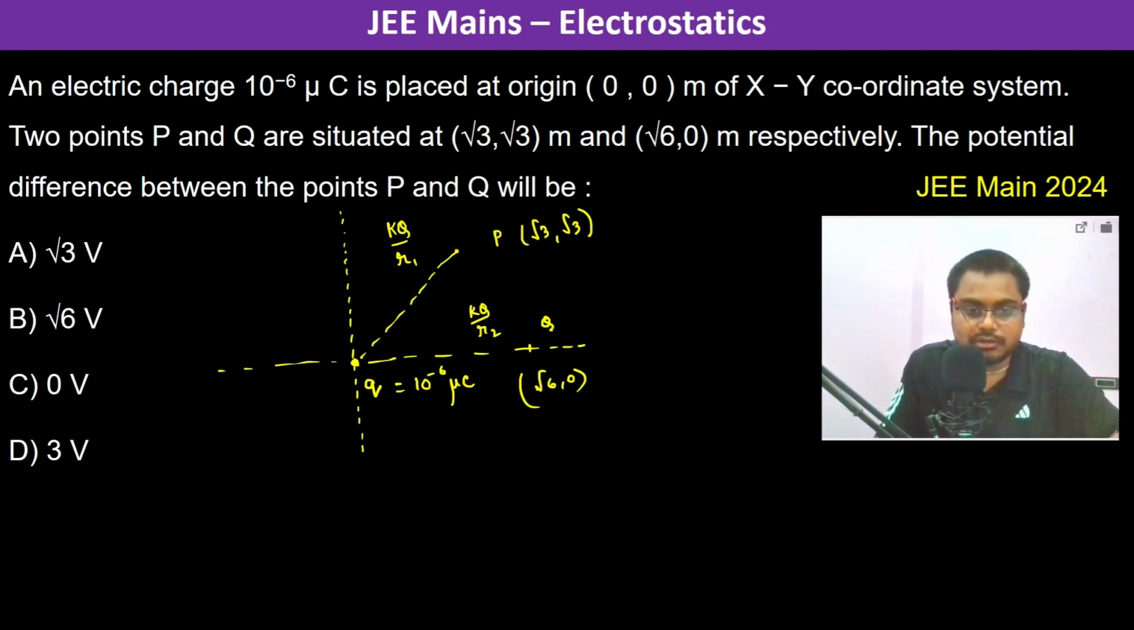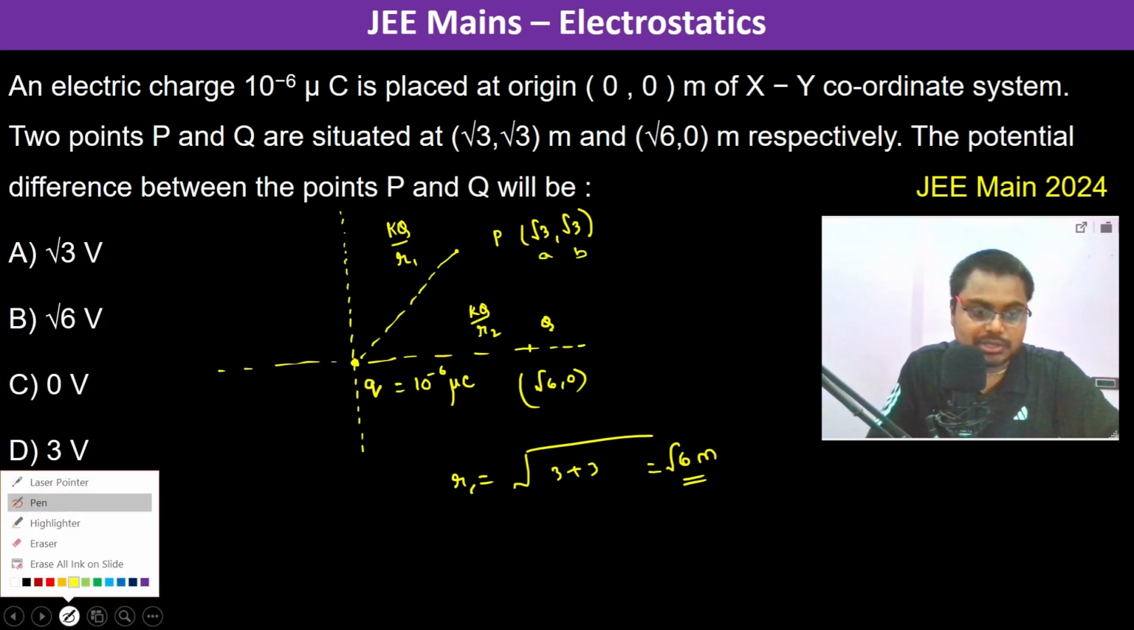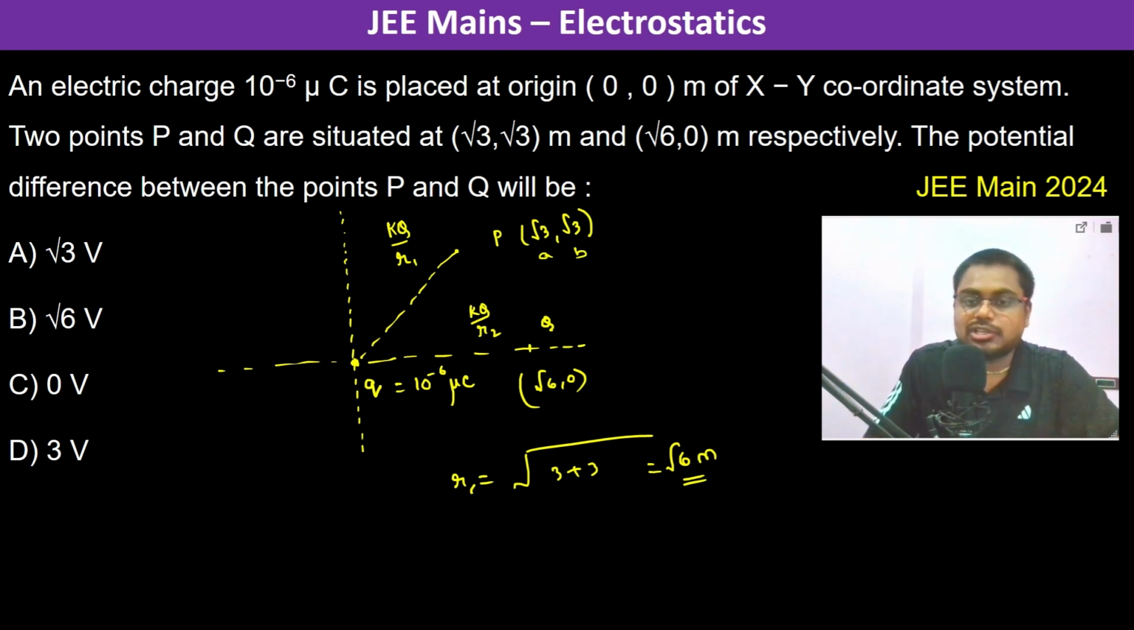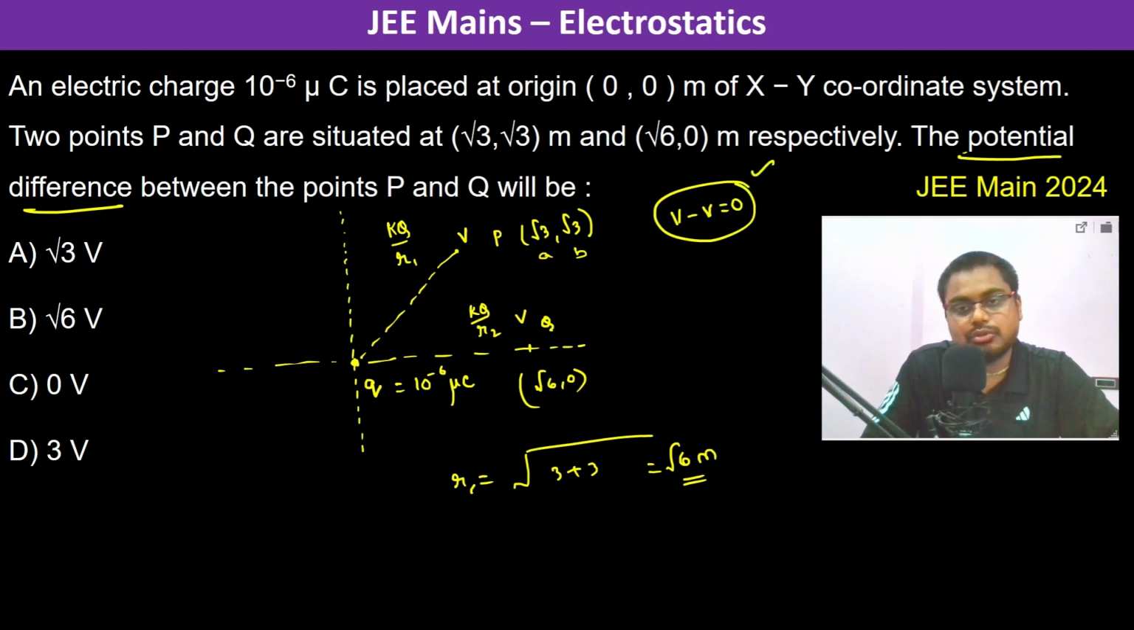Now r1 is root over a square plus b square, so 3 plus 3, which is root 6 meters. Interestingly, both of them are situated at root 6 meters, so the potential is going to be the same. If it is V here, it's going to be V here also. Because both have the same potentials, the potential difference is 0. Therefore C is going to be the answer. Thank you.